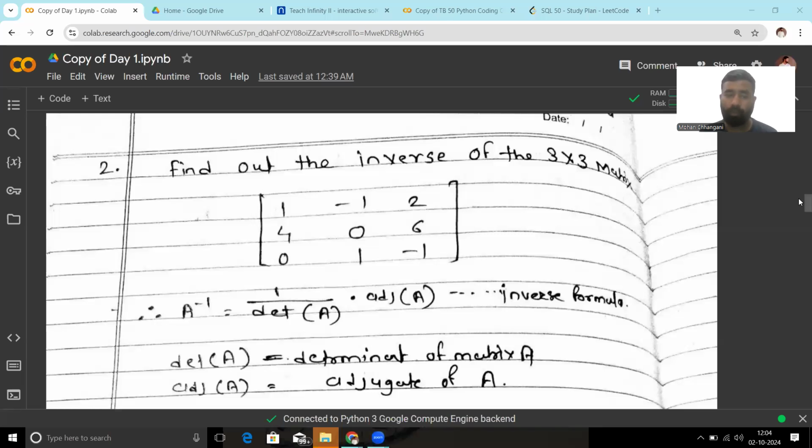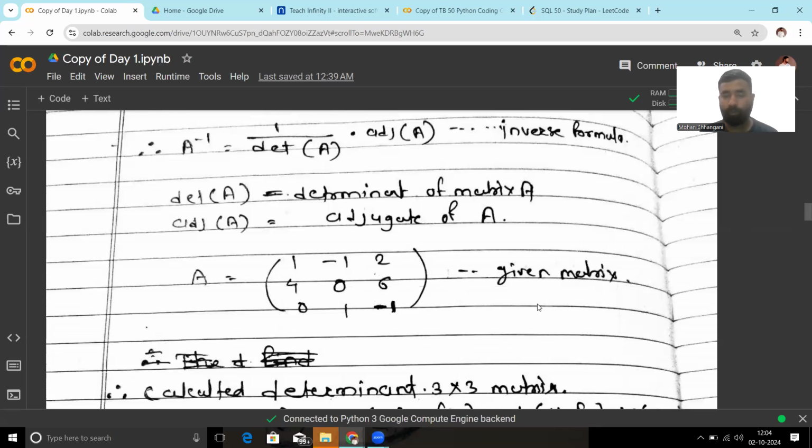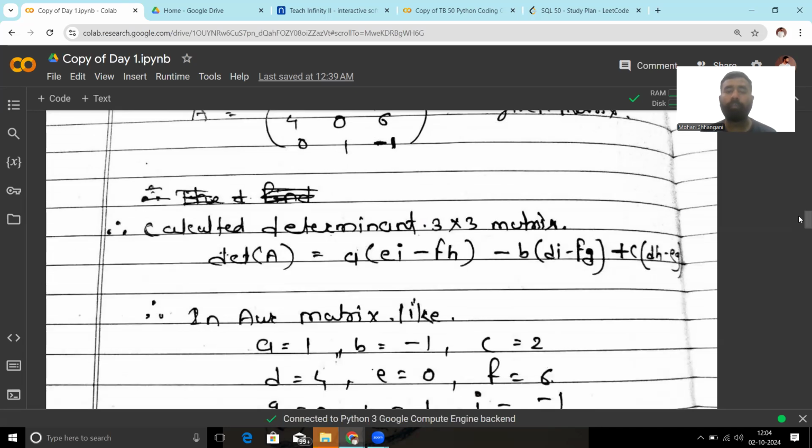First we find the determinant of the matrix A. This is the given matrix. Then we apply the determinant formula: a(ei minus fh) minus b(di minus fg) plus c(dh minus eg).